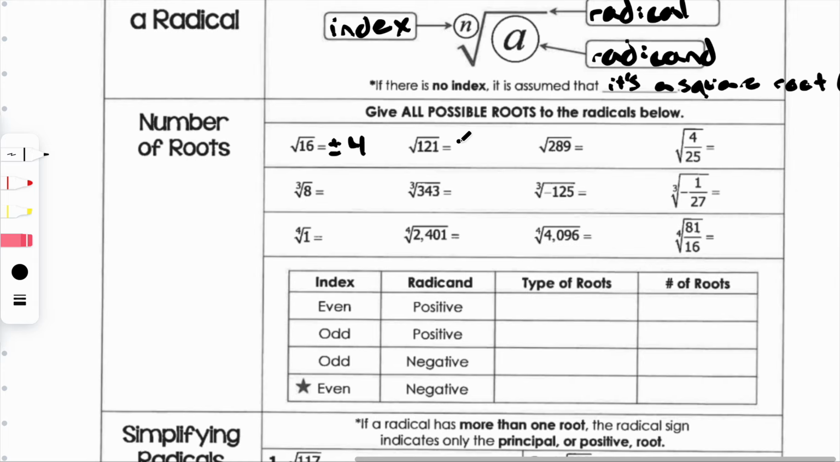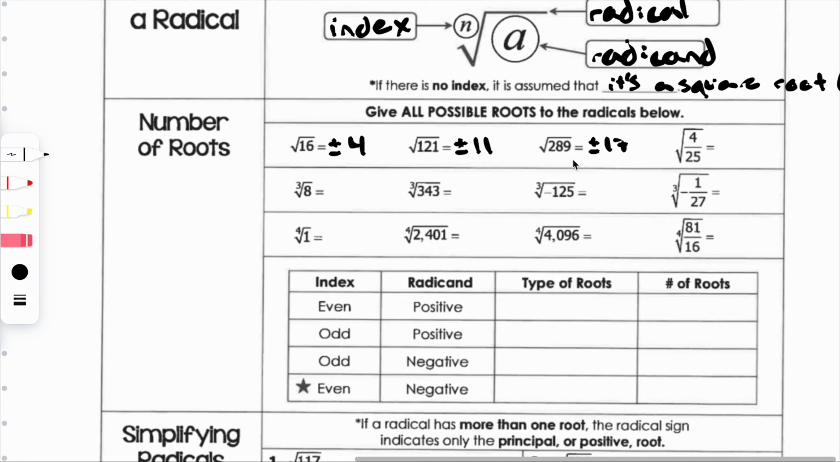Here we're going to have plus or minus 11, because 11 times 11 is 121. Negative 11 times negative 11 is 121. Here we can say plus or minus 17.